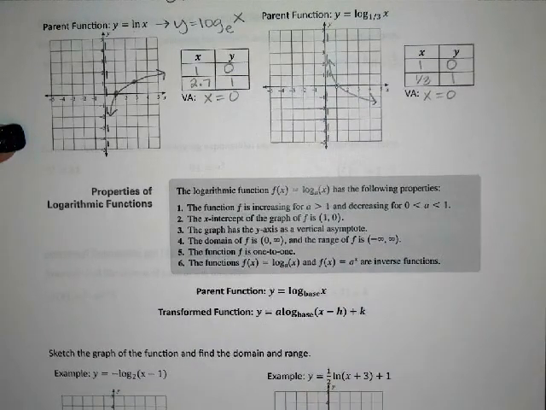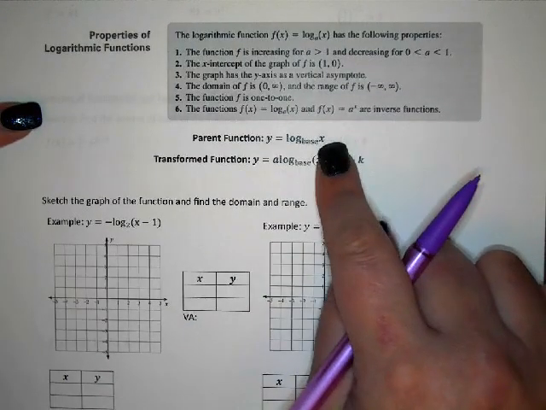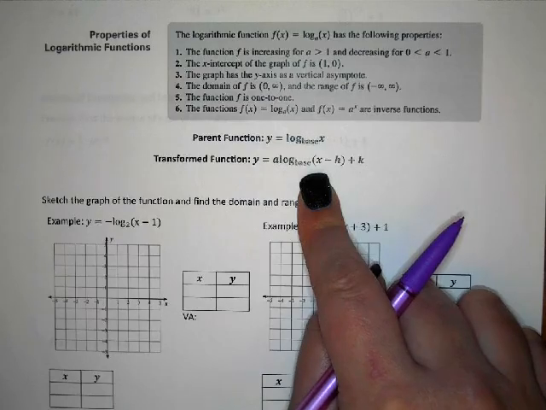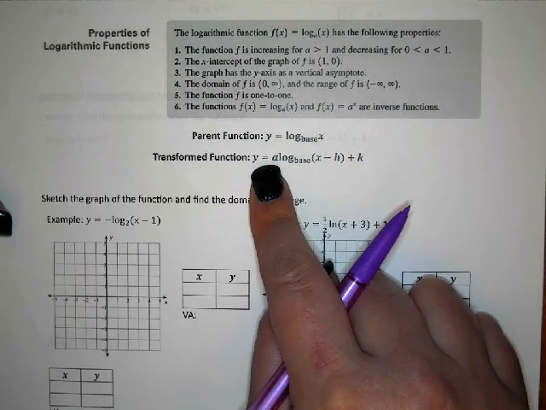All right, so here are the parent functions. Here are the transformed functions. The transformations work exactly the same as what we've studied in the past. So the number in the front is a vertical stretch or a vertical compression or shrink. If it's negative, you would reflect the graph over the x-axis.